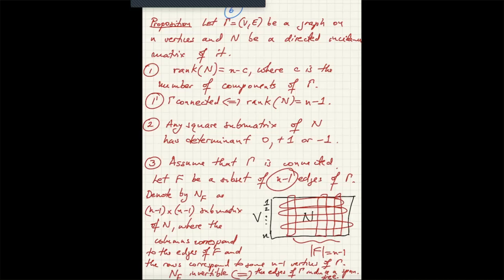Okay, so the first one is that the rank of N equals n minus c, where c is the number of components.